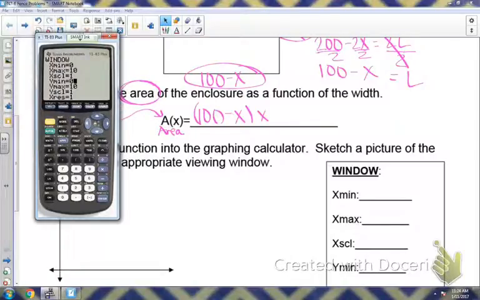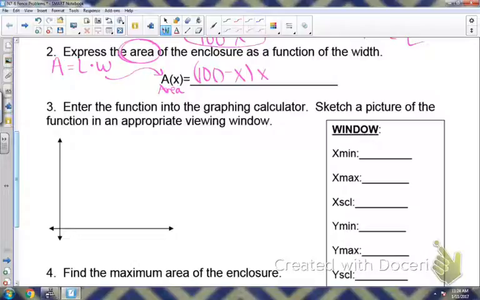Okay, so our x, we need to know what x represents in this situation. Your x in this situation, if you look back at your function, x represented the width. So I'm going to go ahead and label that on my graph. So x was the width. So I've already plugged in a 0 for my x min and then a 0 for my y min. My y on your function, that's the same thing as y, so your y is the area.